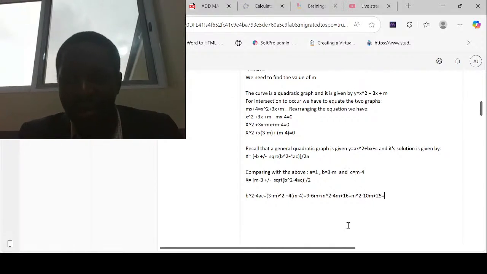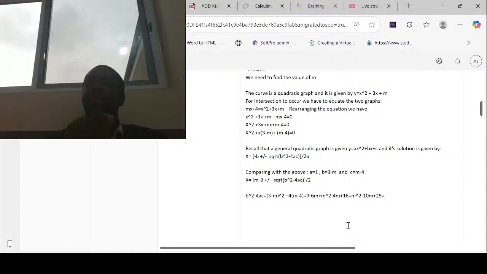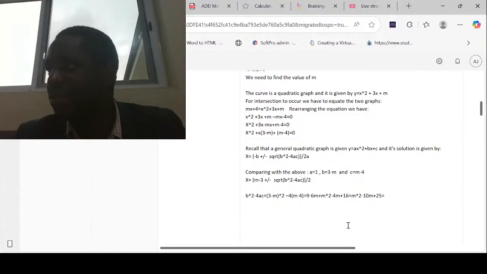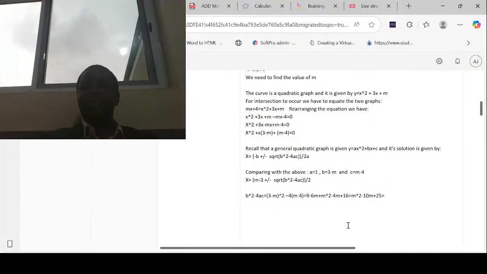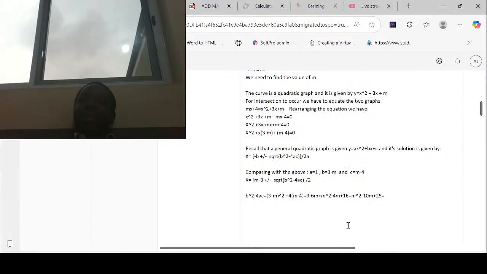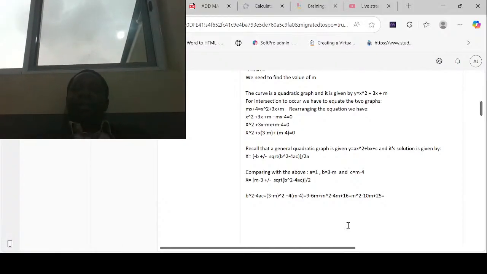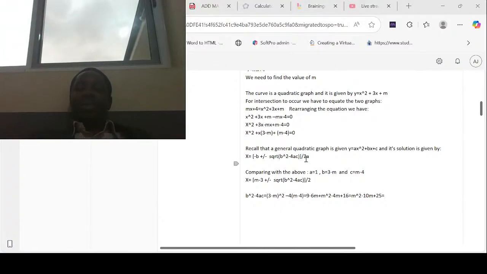Which is equal to m minus 5 whole square, if you do your factorization using the difference of two squares. So I'll use another thing to teach you how to factorize.